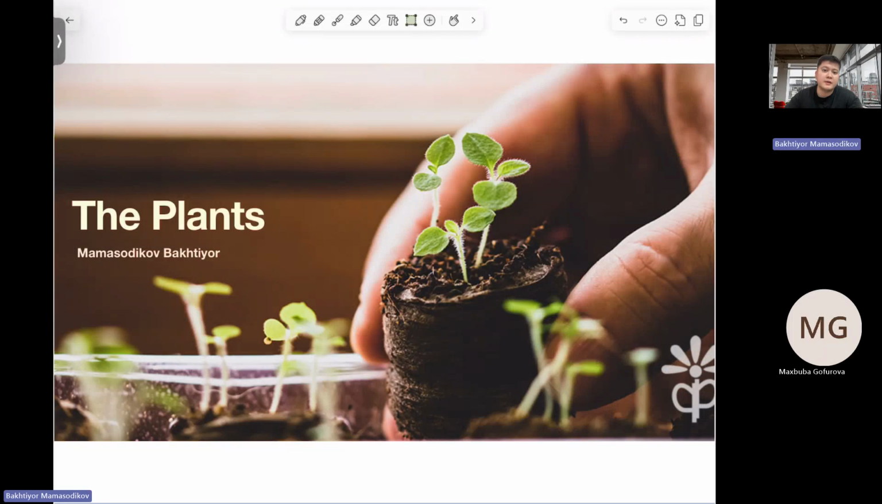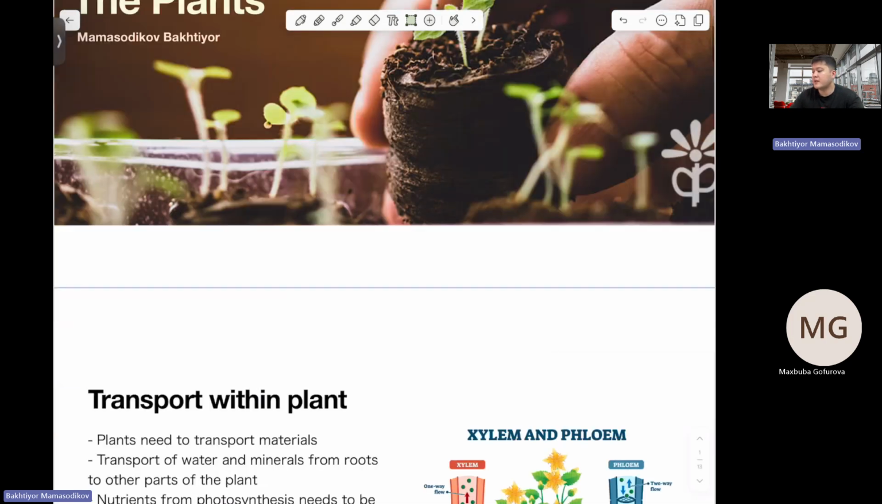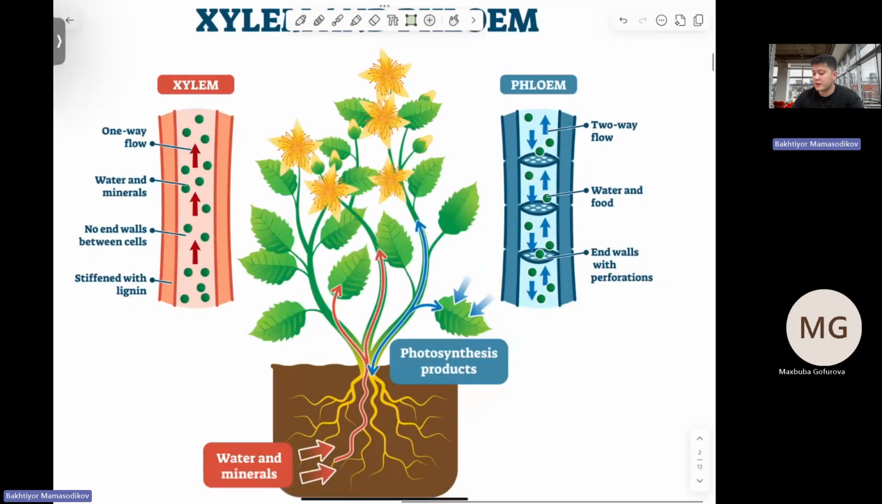So let's start. Our topic today is about plants, actually about plant transport. Plants are living organisms made of many parts, right? They are made of roots, stems, and leaves as well, right? And each part needs water, minerals, and nutrients to function properly.